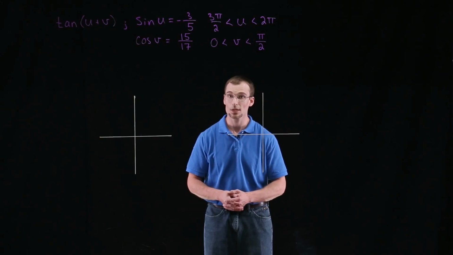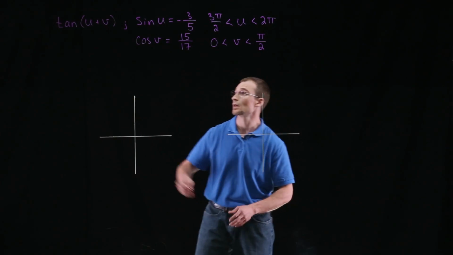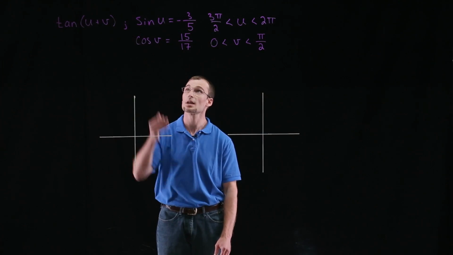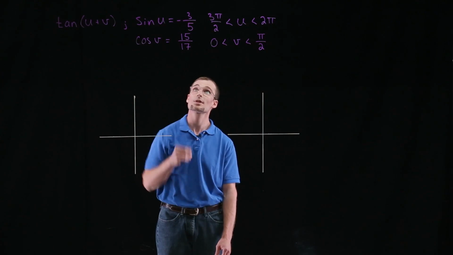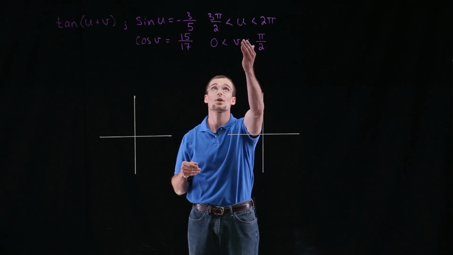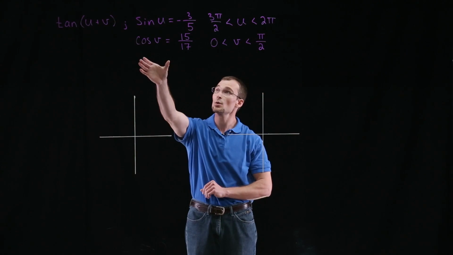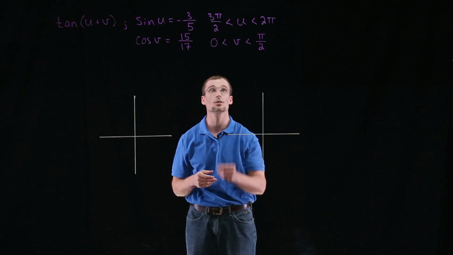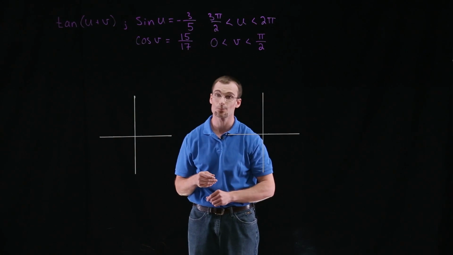Welcome everybody, I'm Adam. And in this problem, we're going to be finding the exact value of the expression tangent of u plus v, given the information that sine of u is equal to negative 3/5 for some angle u between 3 pi over 2 and 2 pi, and cosine of v is equal to 15/17, where v is some angle between 0 and pi over 2.